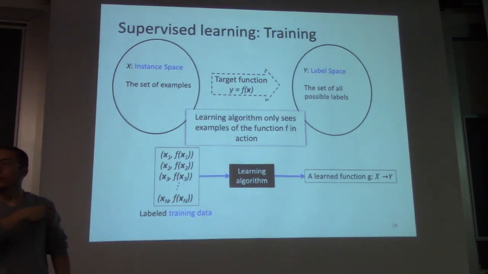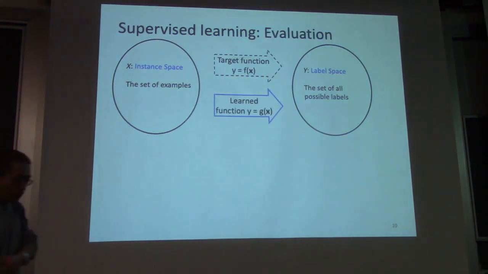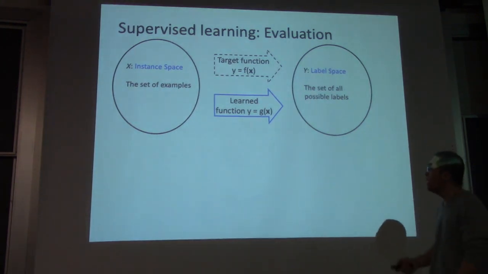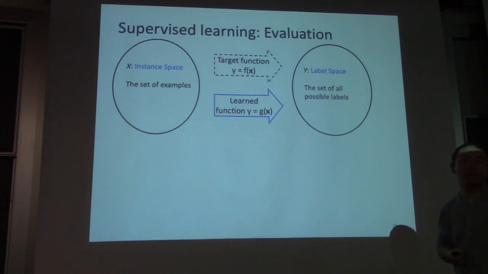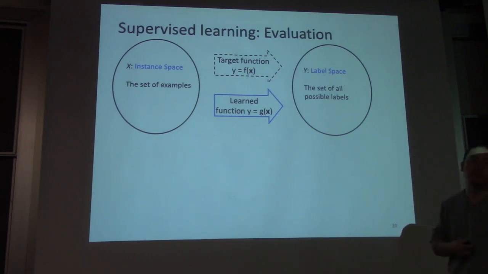Any other questions? Okay, great. So now, suppose we have finished the training procedure using our supervised learning protocol, and we have obtained a learned function, which we denote by g(x). The next question would be, how can we make sure that our g(x) is close to the target function f(x)? How can we do that? First, you should keep in mind that we don't know the exact form of f(x).